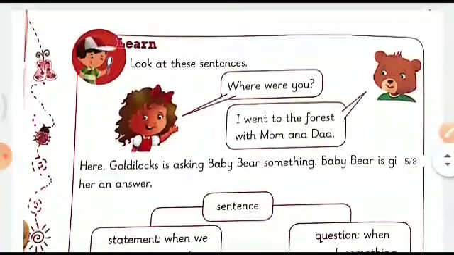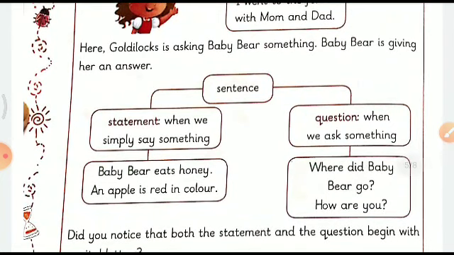Now look at these sentences. Where were you? I went to the forest with mom and dad. Here Goldilocks is asking Baby Bear something. Baby Bear is giving her an answer. Now see, a statement is when we simply say something, and a question is when we ask something. These are the two types of sentences we know.